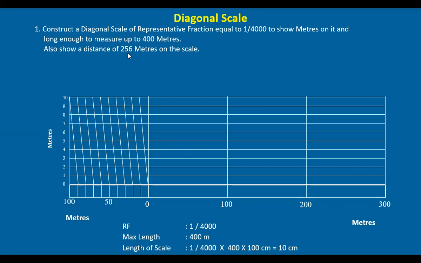Now let us show 256 meters on this scale. How? 200 meters is available readily, so we take 200 here. And 56: we mark 50 here, and from here you move on to the sixth point. From here, you draw an extension line and show the dimensioning line here. This represents 256 meters. Like this, we indicate on the diagonal scale.